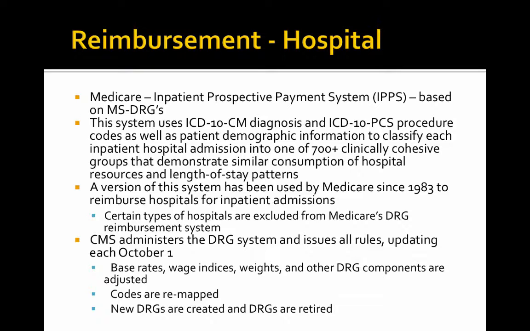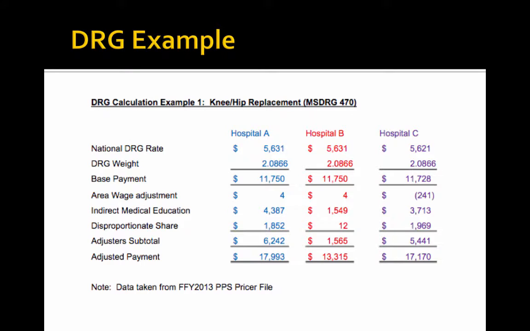So every October we get new DRGs, new base rates, new everything. So let me just show you a little example here. This is an example of a DRG. This example is DRG 470 for knee and hip replacements. So I have 3 different hospitals here.